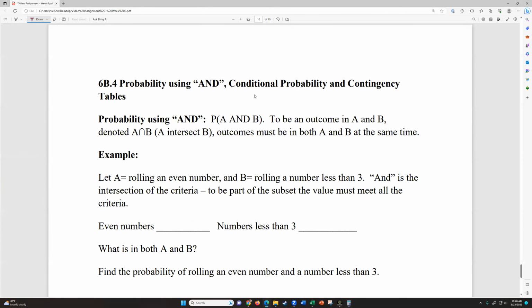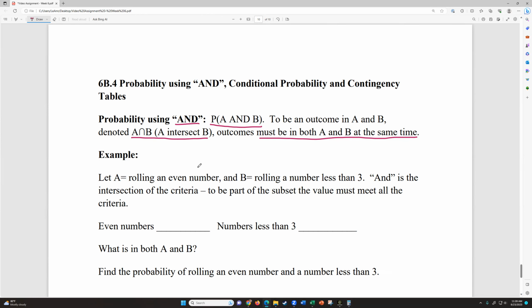So probability using and, which is written as P of A and B. To have an outcome in A and B, that means that whatever the outcome or event that we're looking for, you must be in both B and A at the same time. So say we were doing a deck of cards, if I wanted the probability of drawing a king and a heart, that means I have to be a king card and I have to be a heart card at the same time. There's only one of those in the deck, but that's what the and statement means. I have to have both conditions at the same time.